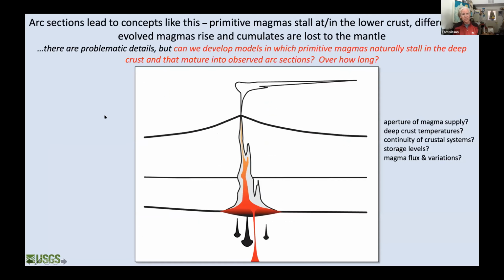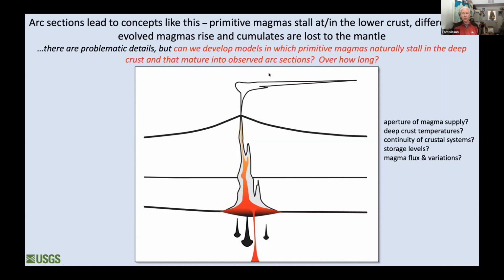Now, the arc sections lead to concepts like this. Pretty simple. Primitive magmas stall in or at the lower crust, and they differentiate down there. They undergo partial melting of the crust. Evolved magmas rise, and cumulates are lost to the mantle. But there are problematic details that I'll get to in a moment. But can we develop models in which primitive magmas naturally stall in the deep crust and that mature into observed arc sections? And over how long does this take?